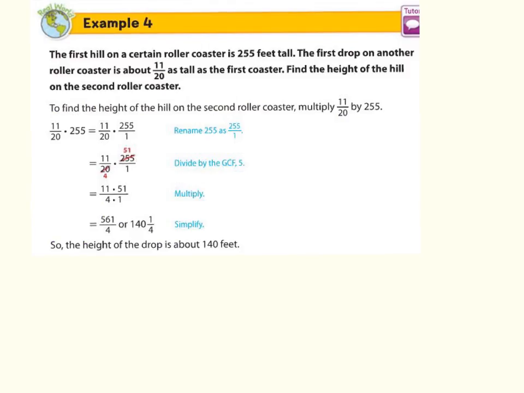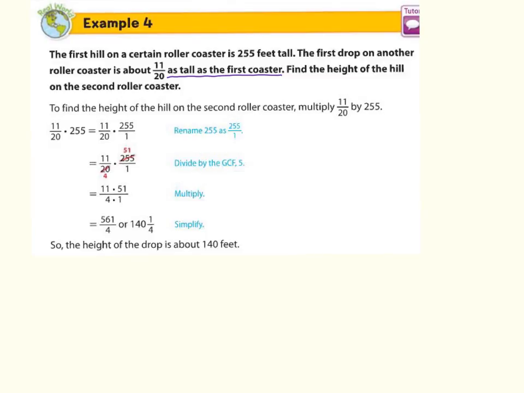Now I'm going to introduce you to the word problems. Here we have to get used to the words and knowing how to multiply. The first hill on a certain roller coaster is 255 feet tall. The first drop on another roller coaster is about 11/20ths as tall as the first coaster. Notice how they trick you with that wording. Find the height of the hill on the second roller coaster. Because we see this phrase, we know that we are going to take 11/20ths and multiply it to the whole number of 255.